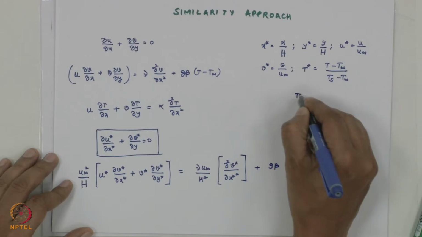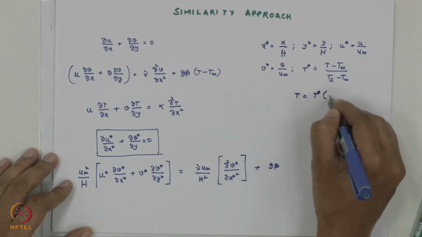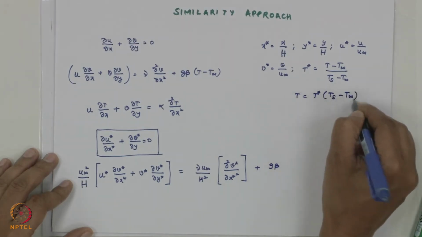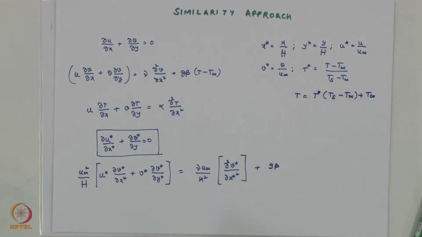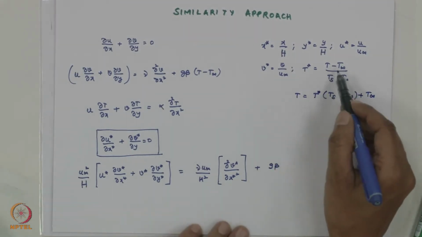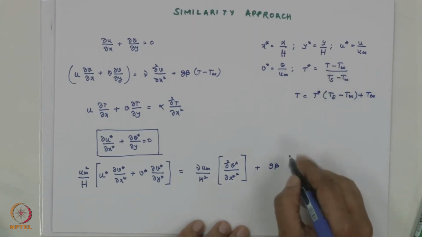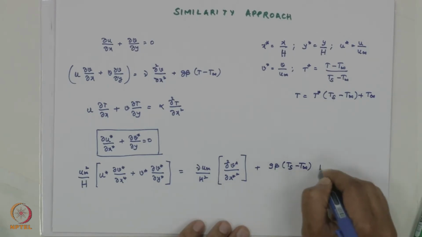Now if you write t equal to t star into (ts minus t infinity) plus t infinity, and differentiate this, in this case the differentiation will come later on, here for t minus t infinity I can write g beta into (ts minus t infinity) into t star.